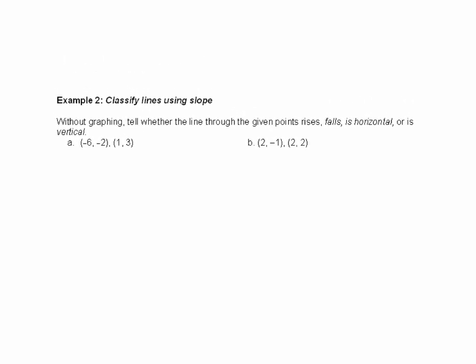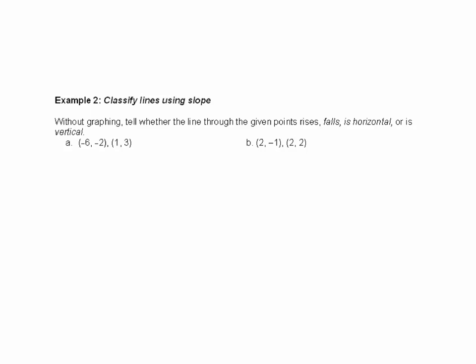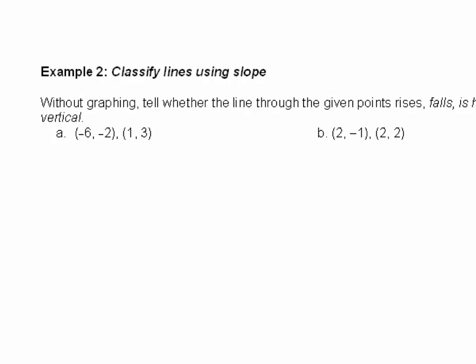All right, so now we get to classify our slopes. So in part A, it says, without graphing, tell whether the line through the given points rises, falls, is horizontal, or is vertical. So again, I'm going to take a second to calculate my slope, because it says without graphing, right? So I need to be able to look at the number. So I'm going to do y2 minus y1 over x2 minus x1. So I get 5 over 7. 5 over 7 is a number that is greater than 0, which means our slope is positive. So using the chart we just filled in, when we have a positive slope, we have an increasing line, so this line will rise.